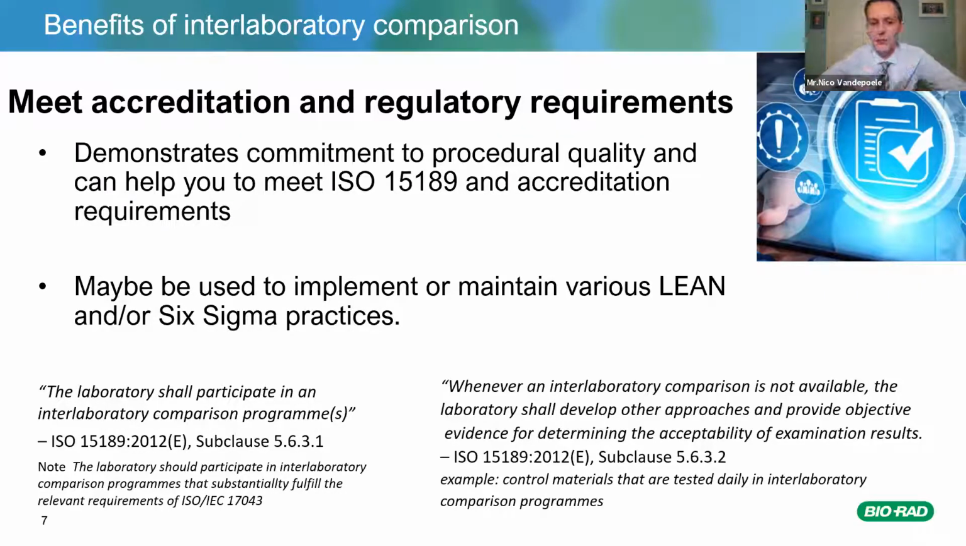And there's a little note also in the standard that if you would not be able to find a proficiency test program, you shall develop other approaches. And one of the examples in there is control materials that are tested daily in an interlaboratory comparison program. So that is exactly what we're talking about: using your daily QC, sending that into your provider, and when they compare it, that can give you a good alternative for proficiency testing if it's not available, or just an additional evaluation. So you have a way of troubleshooting, sometimes one against the other. So that's also additional information.